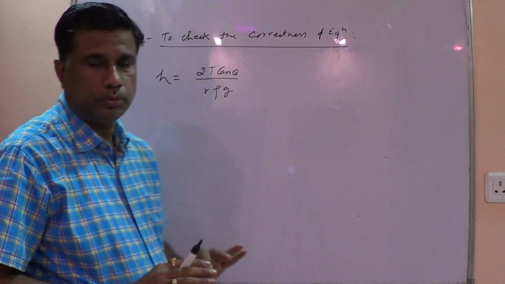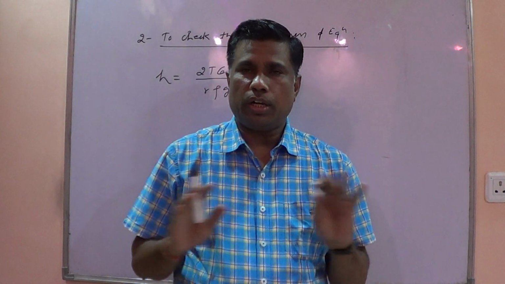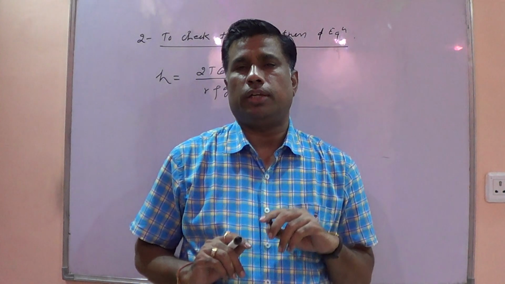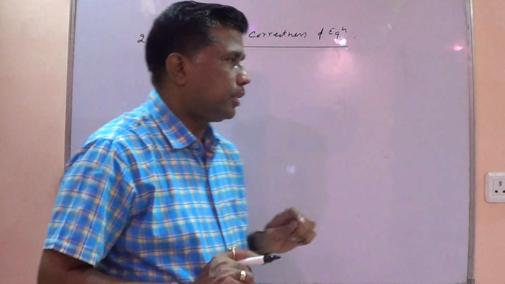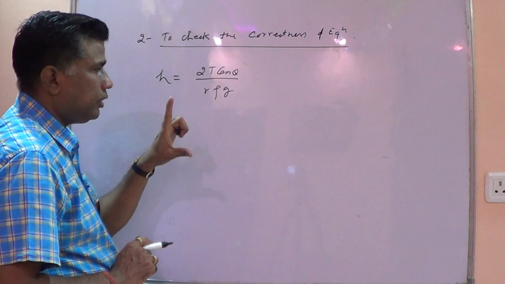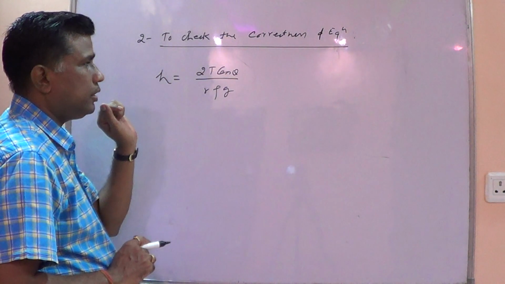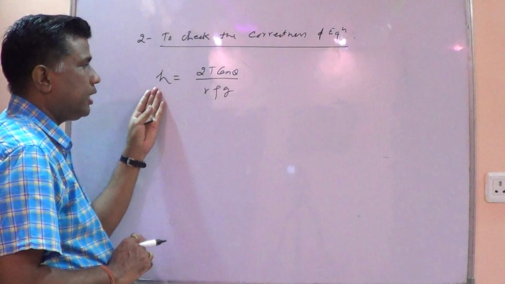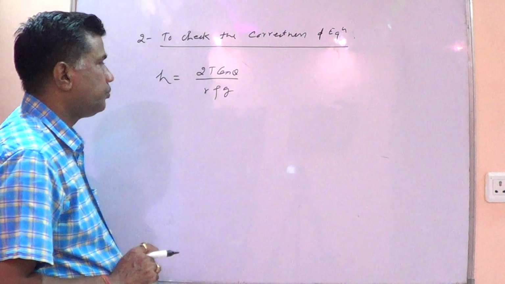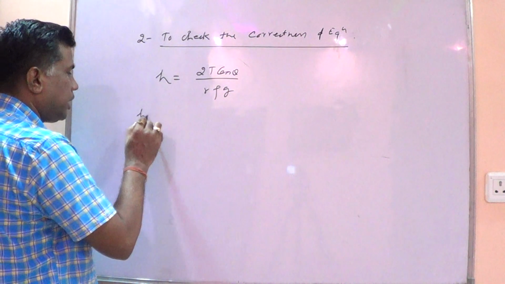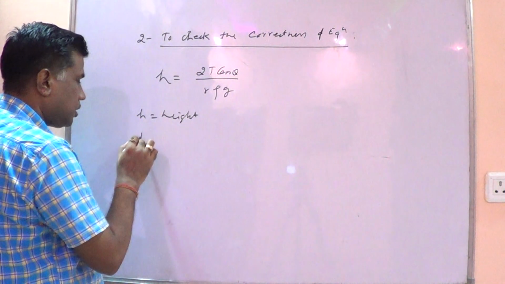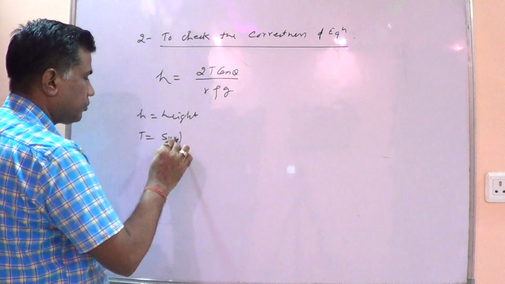Students, I know that no one of you, or many of you, don't know this formula, but I will explain each and every term separately. Then you can write the dimension of the left hand side and all the variables present in the right hand side. Students, this h is height, this T is surface tension.